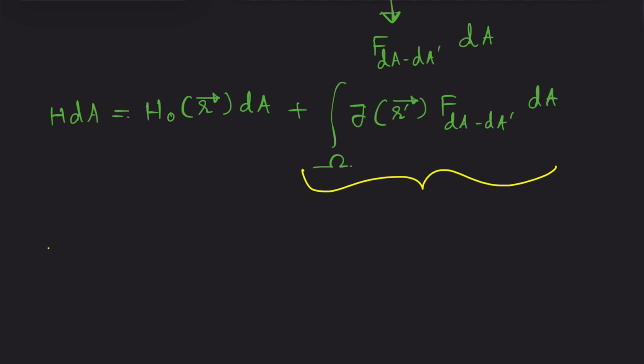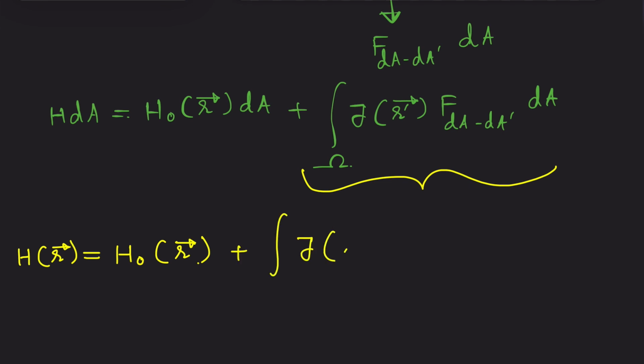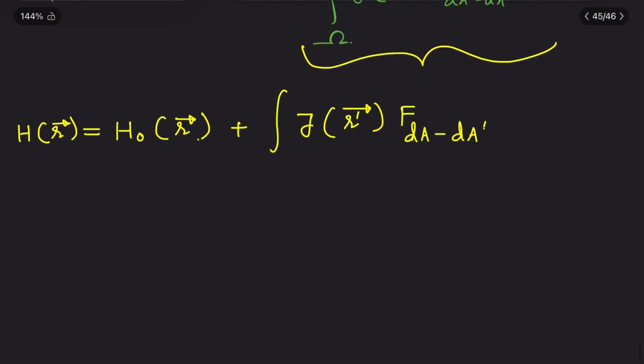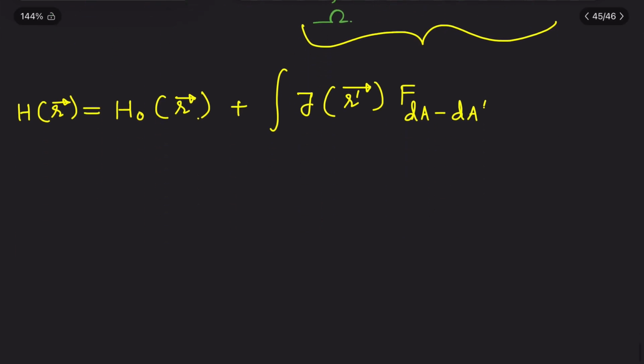that will be what? So I can write H is equal to H naught, that is a function of R. Actually this H is also a function of R, plus J, that is a function of R dash and not R, F dA dash. Clear? So we have found the H.